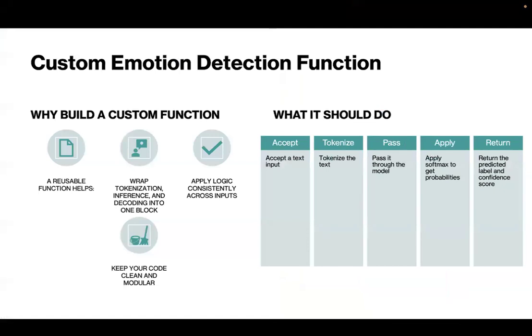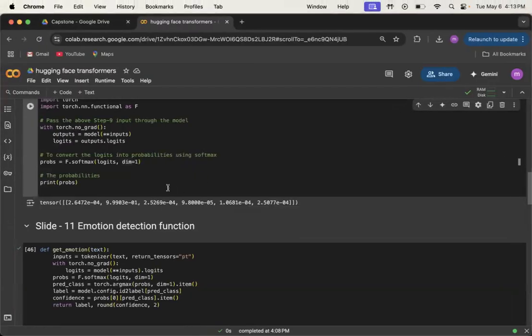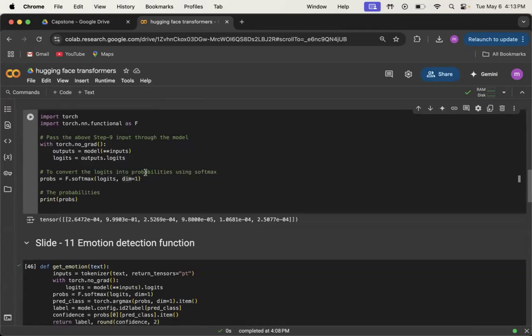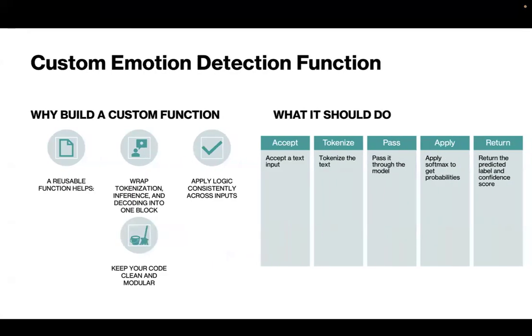And this is the custom emotion detection function, which uses the probabilities to detect the emotion. Basically, it will just accept the text as input, tokenize the text, pass it through the model, and apply softmax to get probabilities, and return the predicted label and confidence. So the five, six steps we did until now, it will just combine and wrap into a function so that you could just use this function rather than using all the steps.